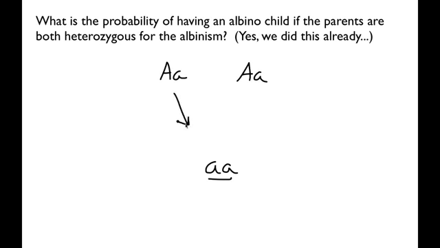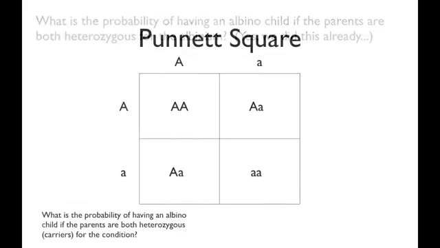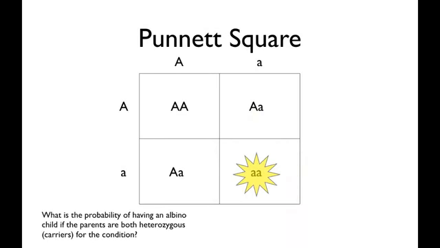So this parent has a 1/2 probability of donating the recessive allele. So does this parent. In order to get 2 recessive alleles, what I'm saying is I need this and that. So the probability is going to be 1/2 times 1/2. That's going to be 1/4. And hopefully you remember that that is the exact same result we got with the Punnett square. I feel so good when things work out the way they should.